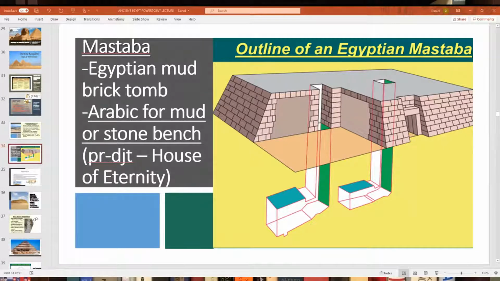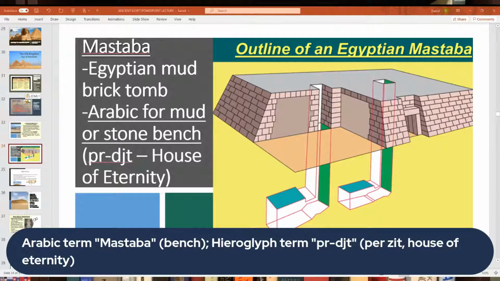And then they had another name, which the Egyptians called it, the hieroglyphic name, which was Per-zet. I think that's how they pronounced it, which meant either house of eternity or eternal house, because it was believed to be a structure that helped to preserve your mummy for the afterlife.